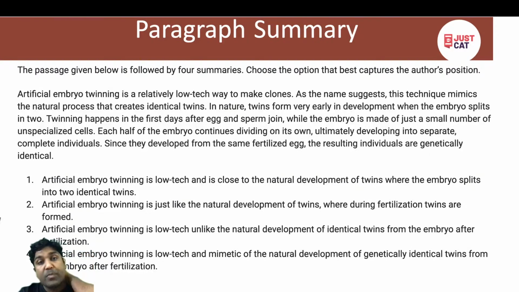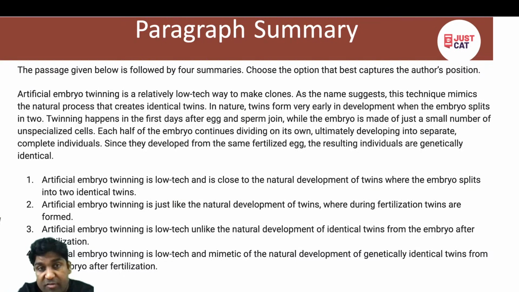Basically, what happens is that twinning happens in the very initial first couple of days after the sperm and egg are joined. The embryo is just made of a small number of unspecialized cells. There is a division happening. They're saying that whatever happens in nature, the same thing happens in twinning also. In the first few days after the egg and sperm are joined, the embryo has just a small number of cells. At that time the twinning takes place. Each half of the embryo continues dividing on its own, ultimately developing into a separate complete individual.